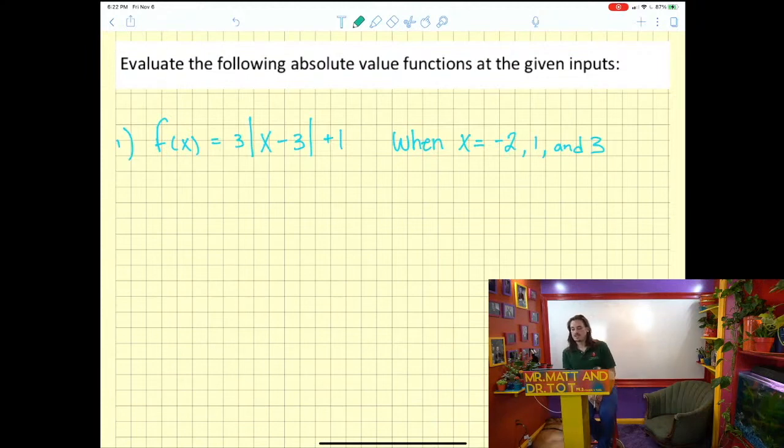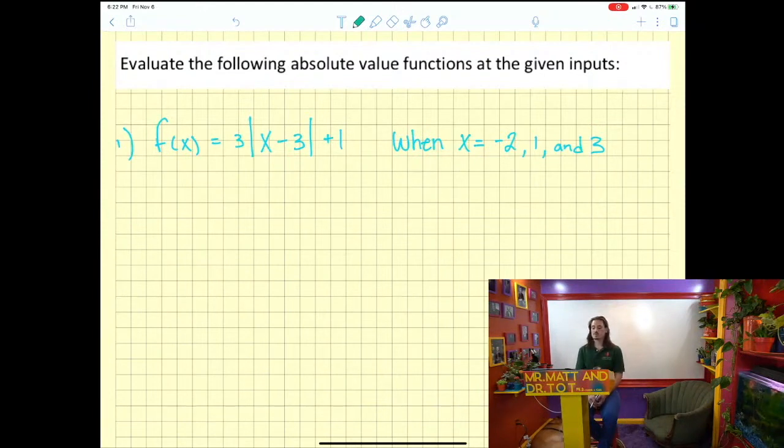So I'd like you to evaluate the following absolute value functions at their given inputs. So f of x is equal to 3 times the absolute value of x minus 3 quantity plus 1 when x is equal to negative 2, when x is equal to positive 1, and when x is equal to positive 3. So you're going to substitute these values in. So you're going to end up doing 3 different problems here. You have 3 different answers. You're going to substitute the inputs negative 2, positive 1, and positive 3 in for x.